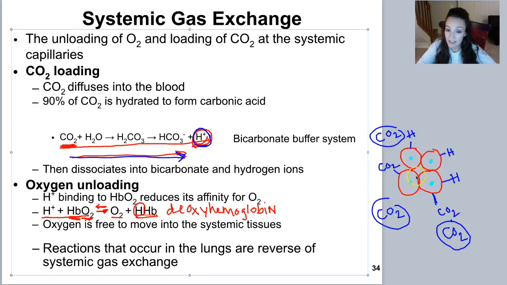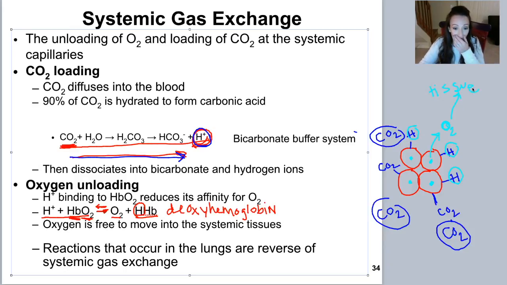And this has the effect of reducing hemoglobin's affinity for oxygen. So when these hydrogens start grabbing onto hemoglobin, when they start binding with hemoglobin, the hemoglobin releases one of its oxygen molecules, usually one, it could be 2. So one of these oxygen molecules will actually pop right off, will be released because hemoglobin no longer has such a strong affinity for it. These hydrogens here reduce the affinity of the hemoglobin for the oxygen. Now the oxygen is free and it can go right into the tissue.